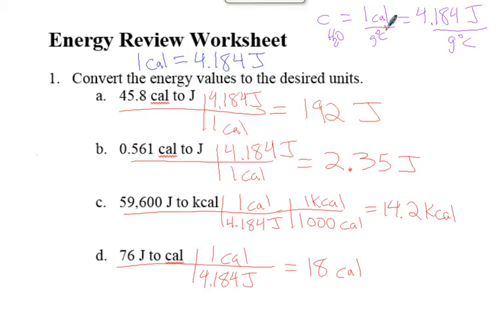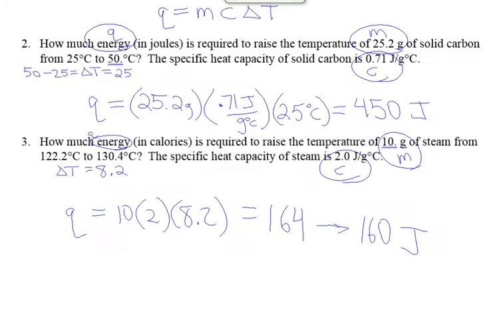So all we're doing here is just using dimensional analysis to go from calories to joules. So I have 45.8 calories, 1 calorie is 4.184 joules, 192 joules. Half a calorie would be about 2 joules. 59,000 joules to kilocalories. So the first thing I did is I converted joules to calories, and then I used the fact that 1,000 calories is 1 kilocalorie to convert it over to kilocalories. And lastly, 76 joules is 8 calories after you do sig figs and stuff. Yes, you should do sig figs always.